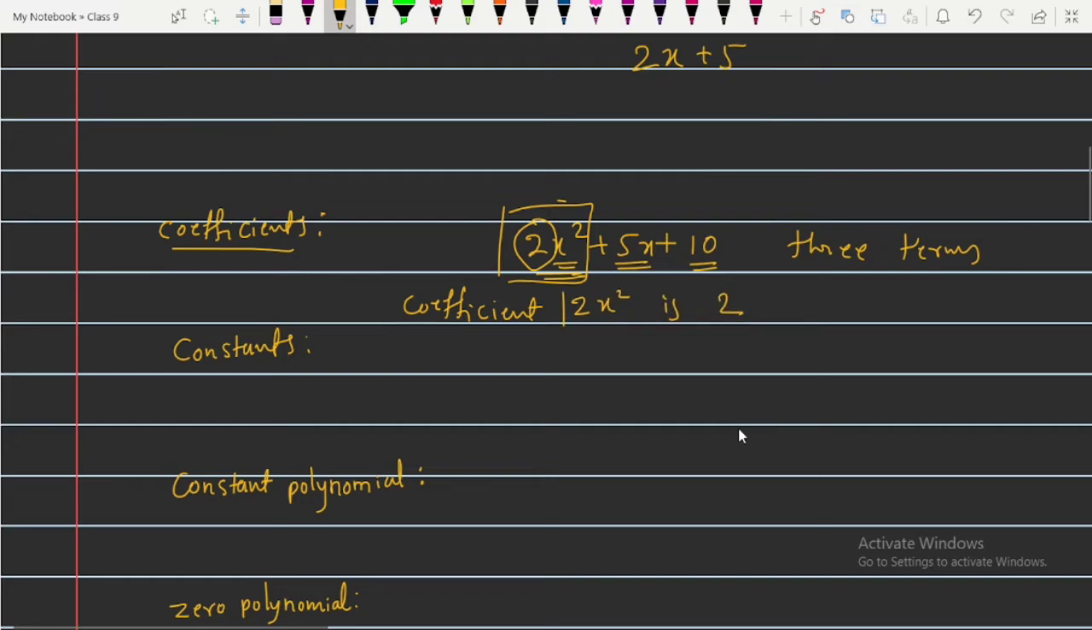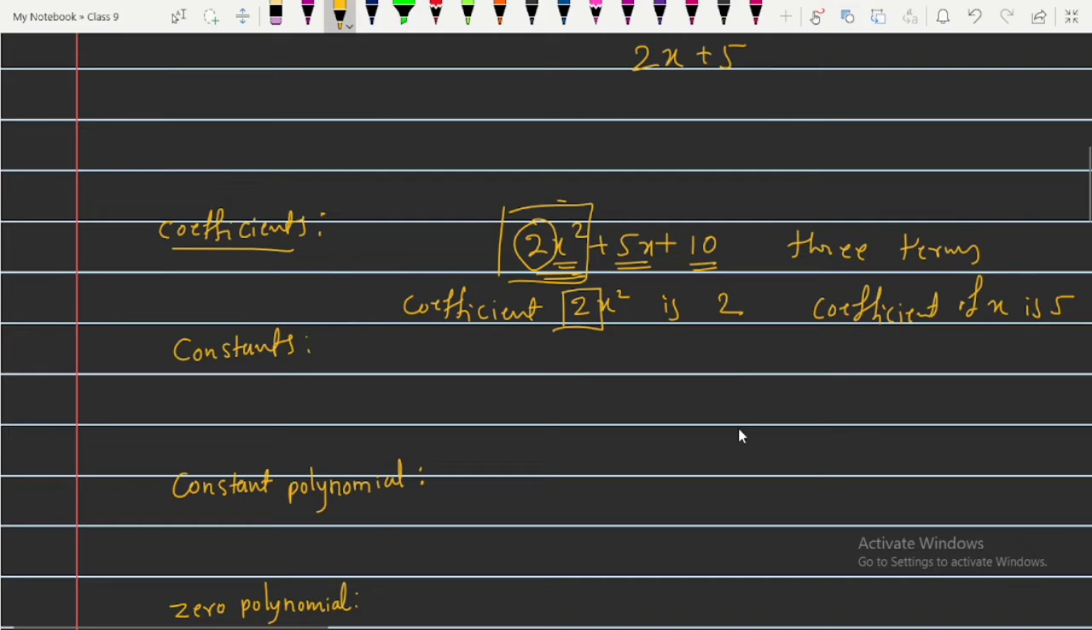You have to say only the numerical number, that is 2. The coefficient of x square is 2. If you want the coefficient of x, it is 5. In this way you can write the coefficient.